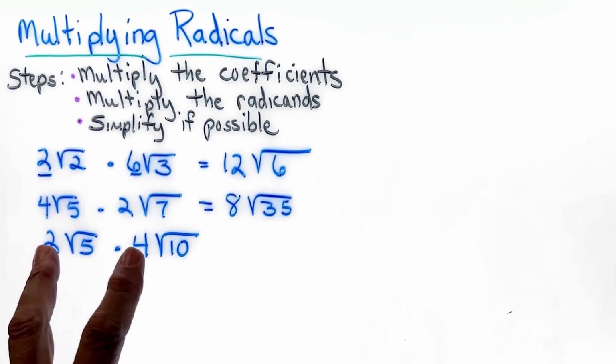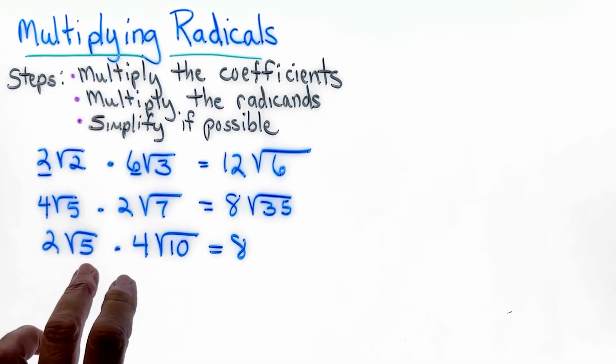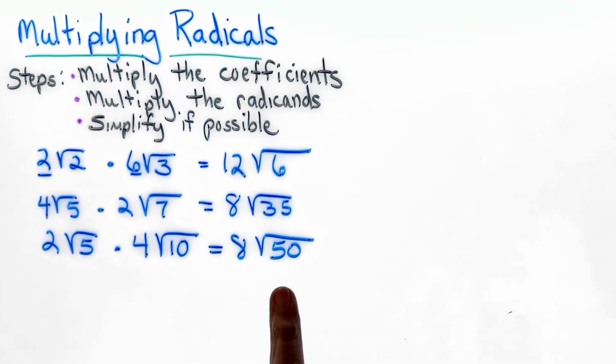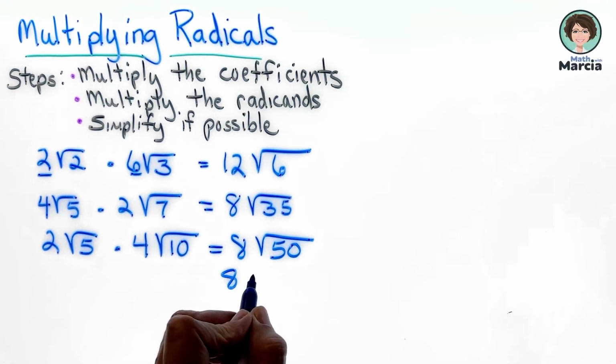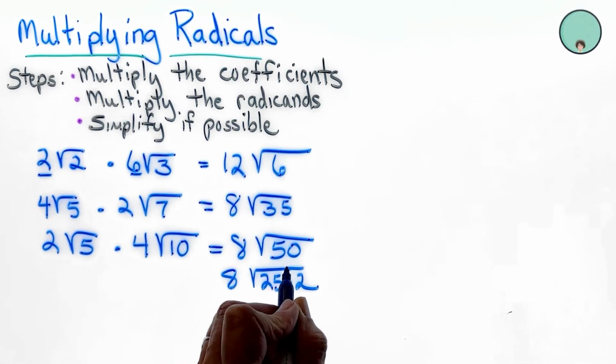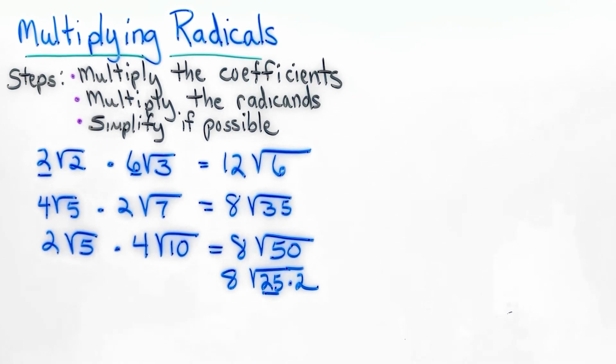2 times 4 is 8. 5 times 10 is 50. Well, I know the square root of 50 is not in simplest terms. So I am going to break that down into 25 times 2. Well, we know that 25 is a perfect square, so the 5 comes out. So 8 times 5 is 40. And our answer is 40 square roots of 2. And this would be the answer in simplest form.